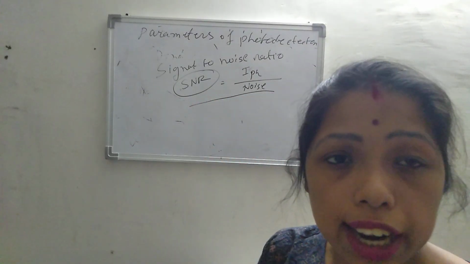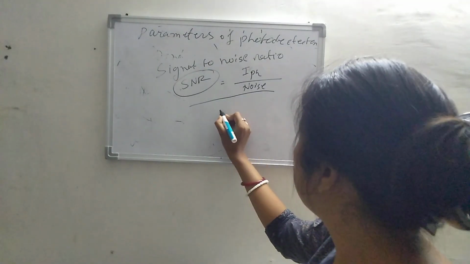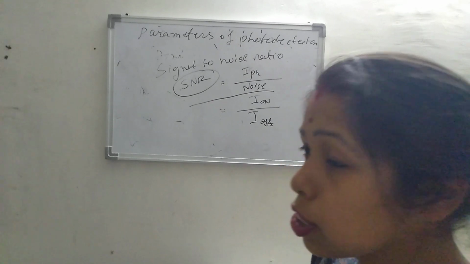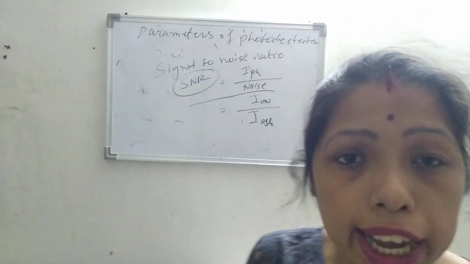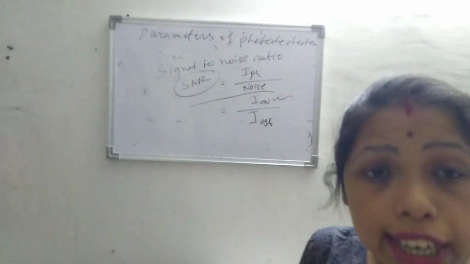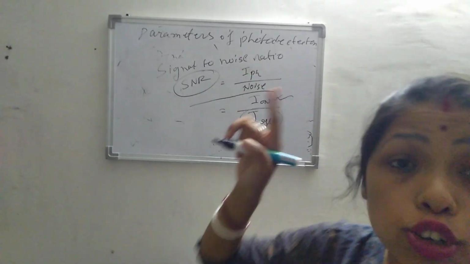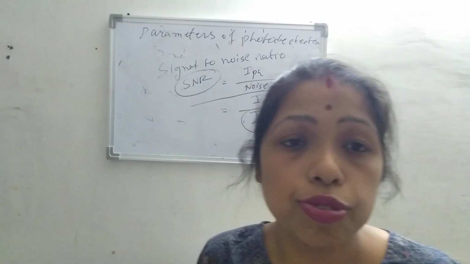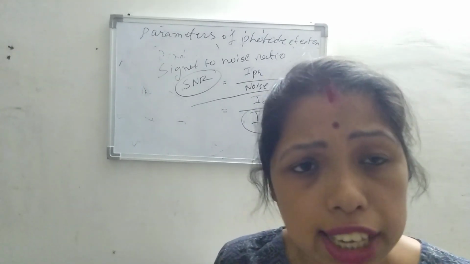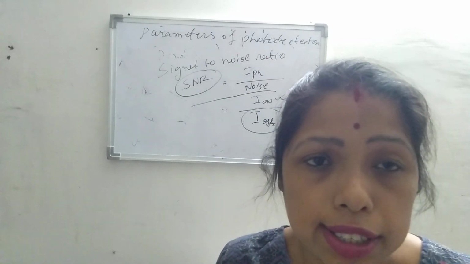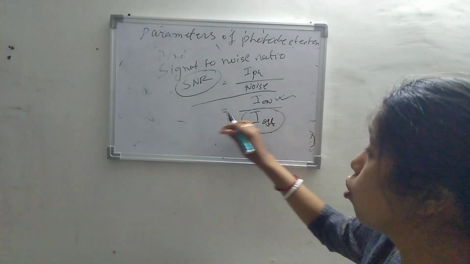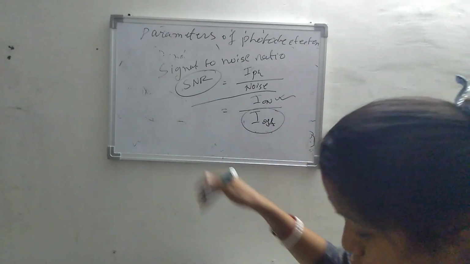How can you calculate the signal to noise ratio normally? I_on by I_off. That means under illumination of light, the current you get is the I_on. Without illumination of light, if you are getting current, that is the noise current, the dark current I told you about. If any random generation of carriers is there, you will get current under reverse bias. This will be the I_off. So if you take this ratio, you will get the value of signal to noise ratio.